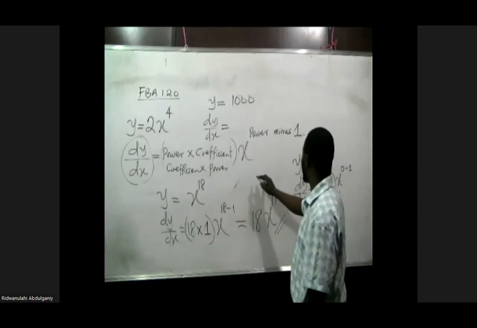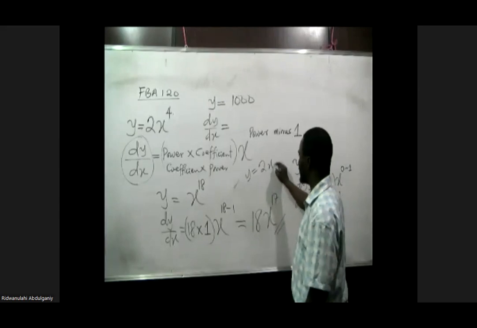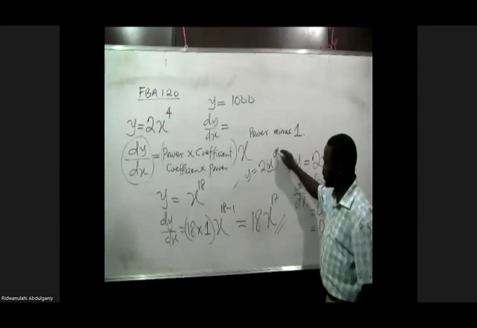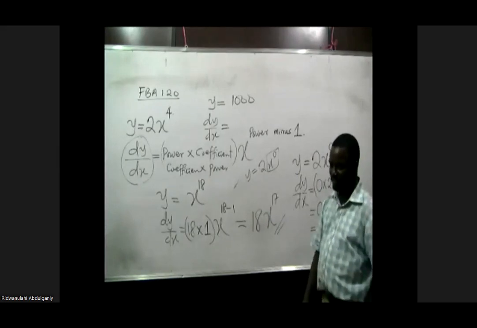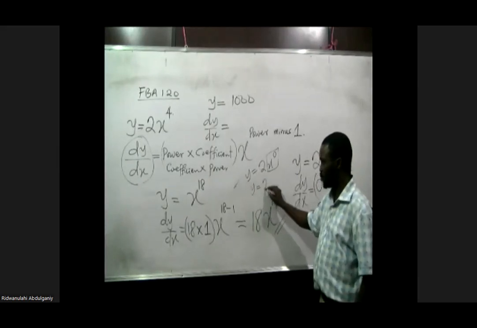Now, second way to see this question. You have it as y equals 2x raised to power 0, is that not? Yes. What is x raised to power 0? 1. 2 times 1 is equal to 2. That is 2.